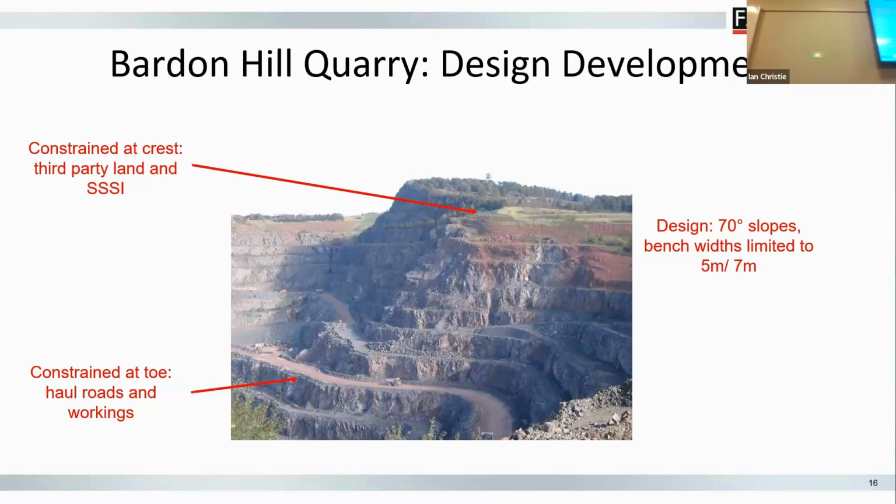The land ownership up there was not for Aggregate Industries, it's third-party land, and there's also a triple SI up there as well. So it meant that we were quite constrained top and bottom. So what we had to try and fit in there with our 15-metre lifts was 70-degree slopes, and the bench widths actually had to be 5 metres at the top, a couple of lifts, and 7 down below.